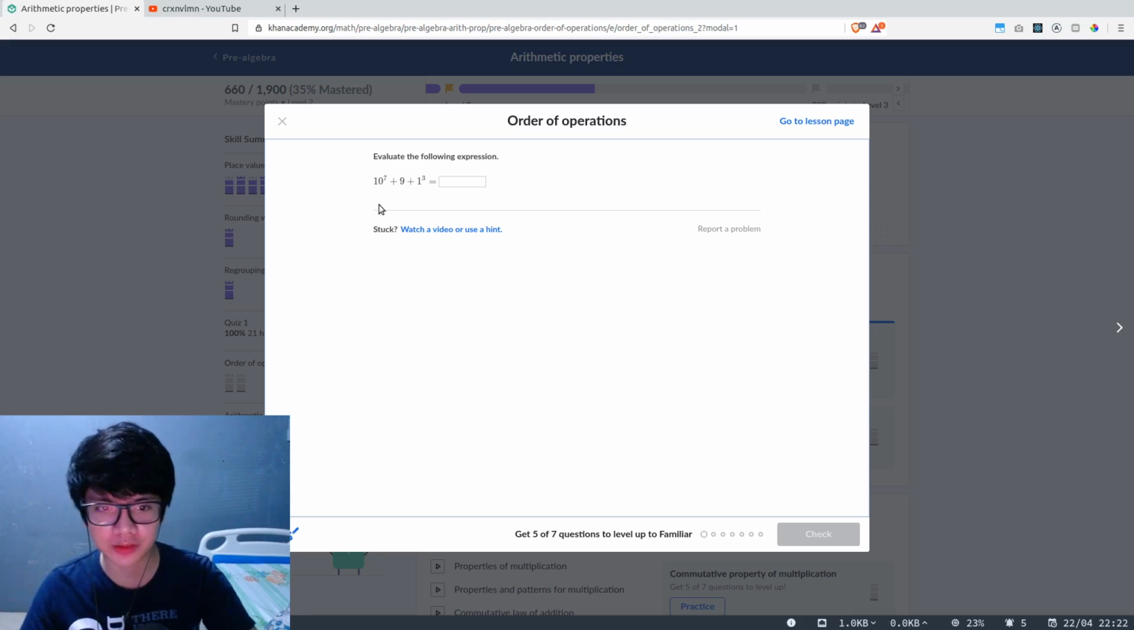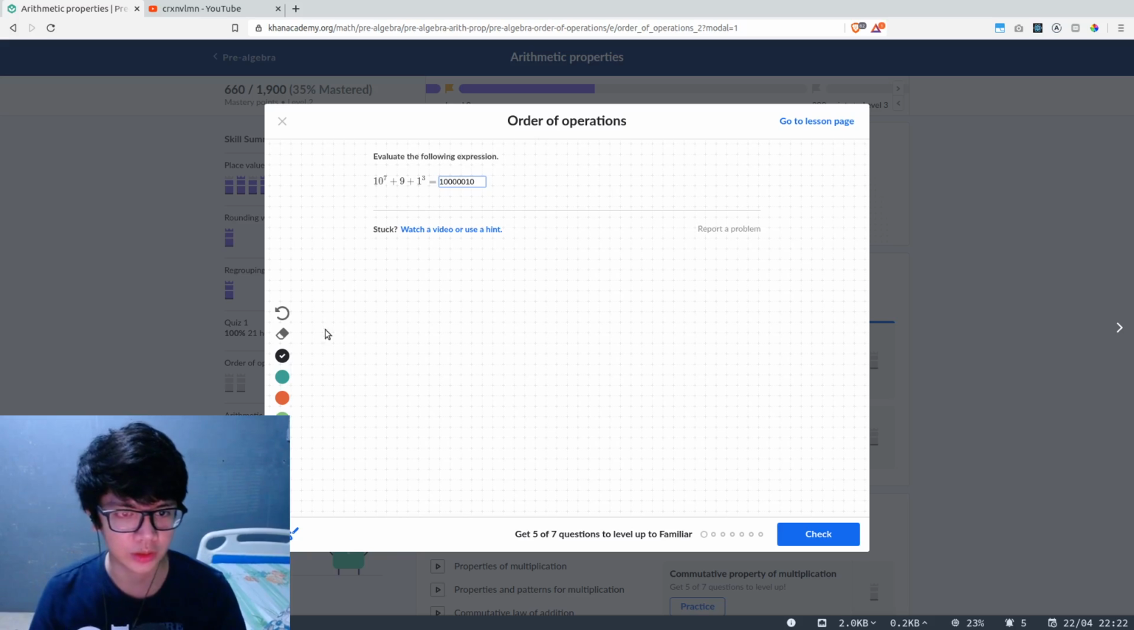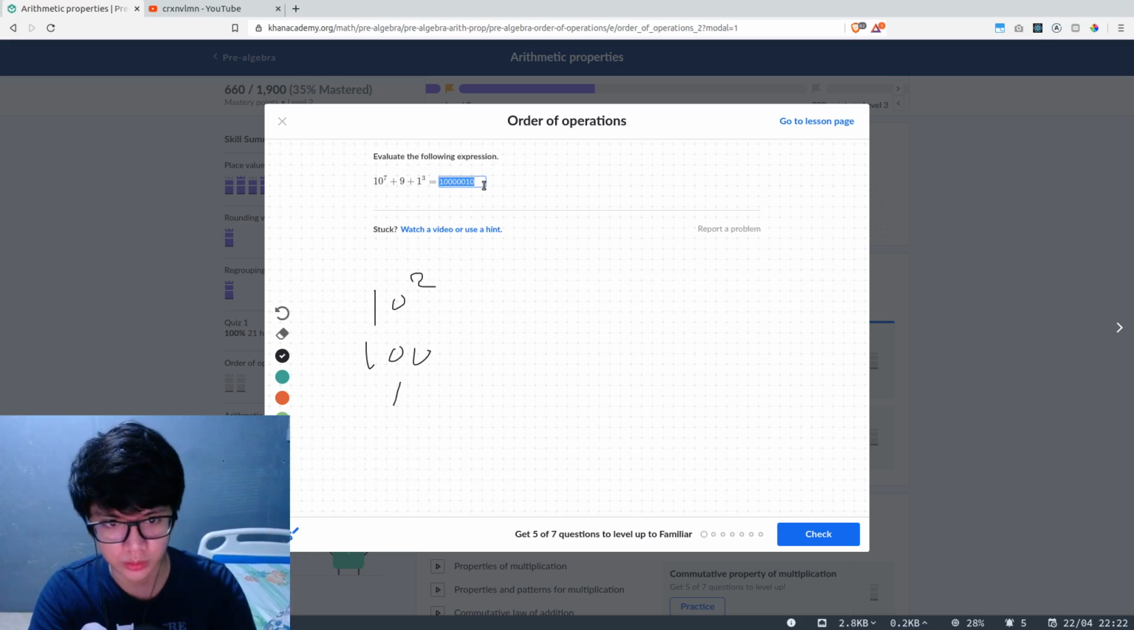Yo, this is insane. We have exponents. It's going to be like plus 9 plus 10. I don't know how many zeros it should be. If this is like 10 squared, it's going to be 100, right? So 2 zeros. So the same thing, it's going to be 10 with 7 zeros. So it's 7 zeros. 1, 2, 3, 4, 5, 6, 7, plus 10. I could be wrong. Cool. Okay, cool.